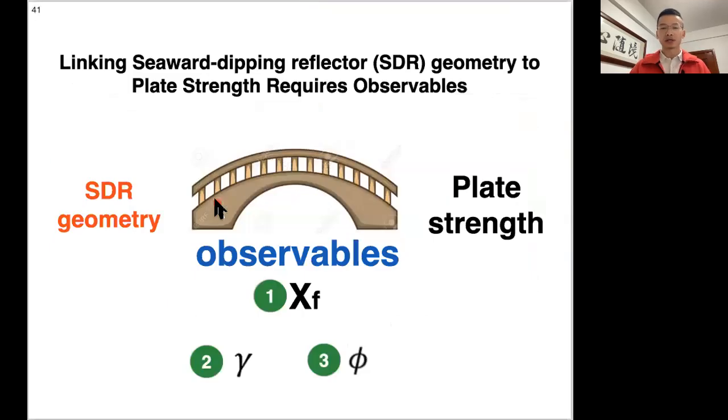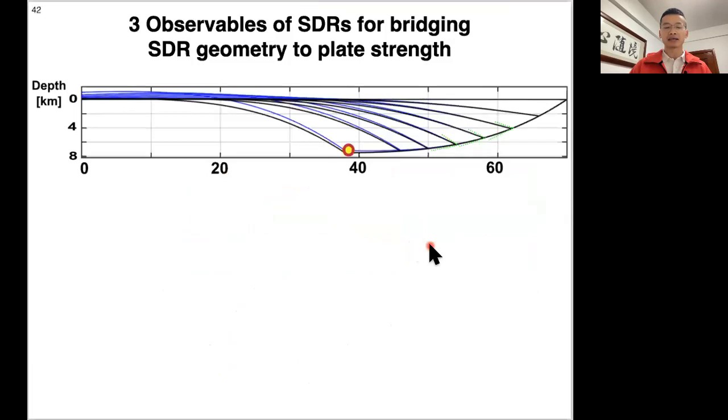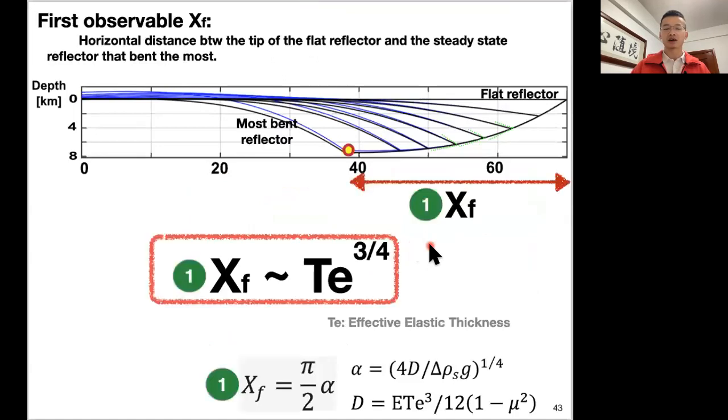In order to tell the plate strength, we need observables to link SDR geometry to that. And based on the math derivation, we identify 3 observables of SDRs. The first observable is XF, which is the horizontal distance between the most bent reflector and the tip of the flat reflector. It's proportional to Te to the power of 3/4. Te is the elastic thickness.